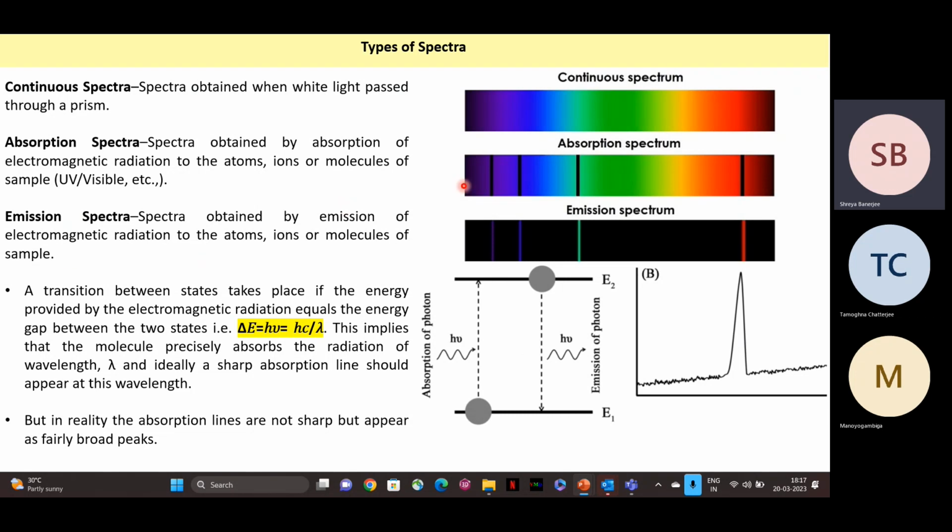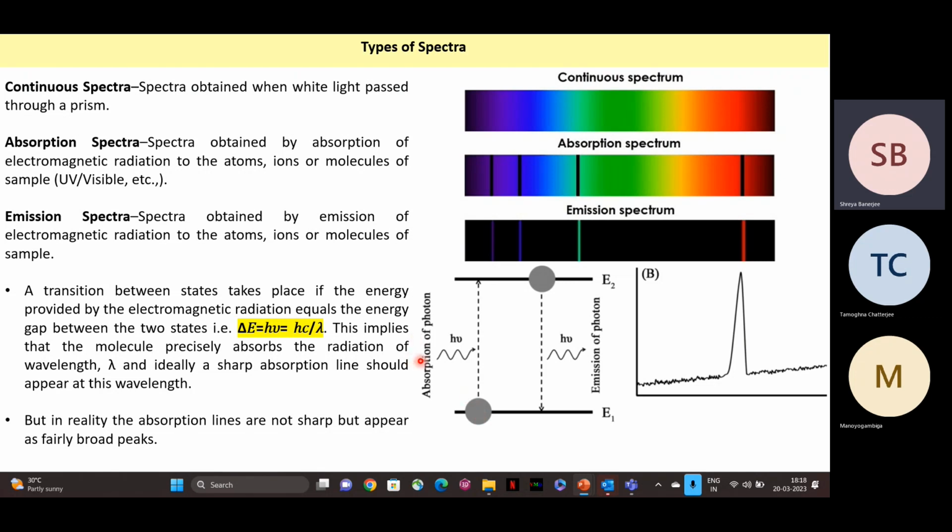Emission spectra is kind of the opposite of absorption spectra. In absorption spectra, this particular wavelength had been absorbed to promote the electron from lower level to the upper level. In emission spectra, this wavelength is emitted and is seen as a sharp line in the emission spectra. So whichever wavelengths are missing in the absorption spectra, those are the wavelengths that are visible in the emission spectra.